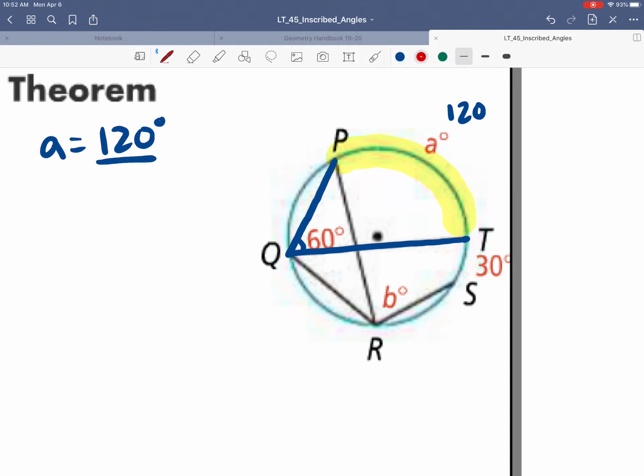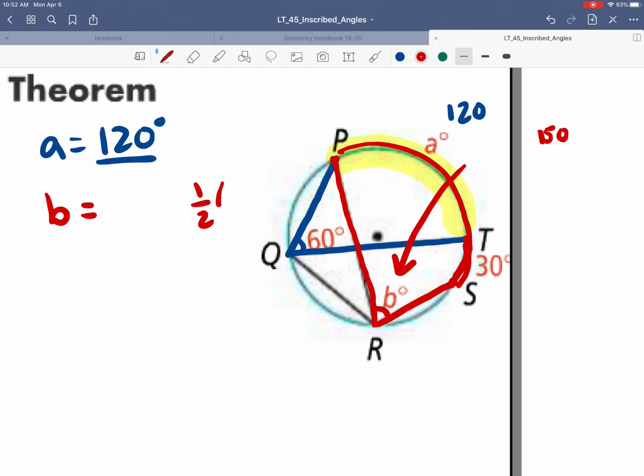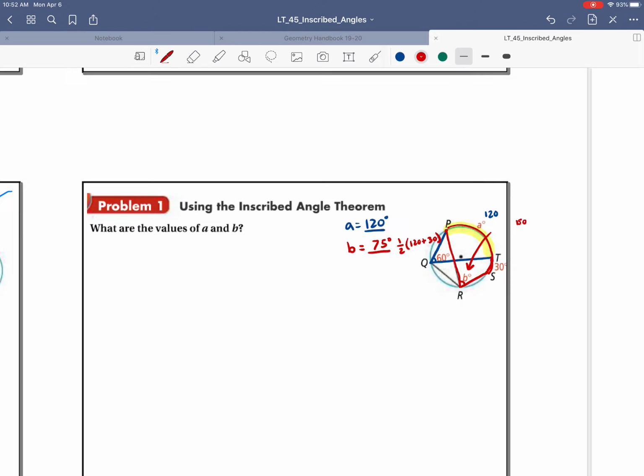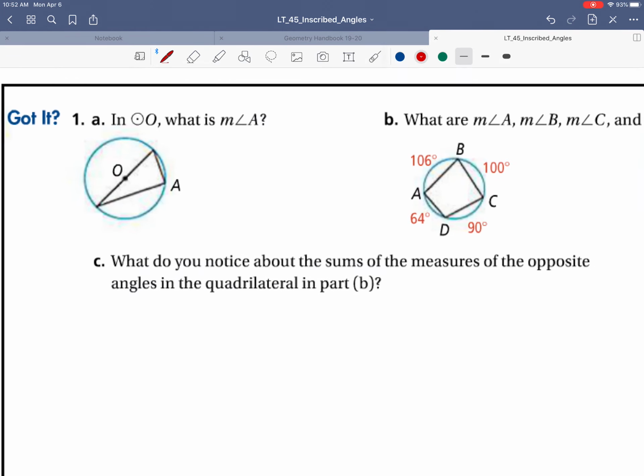Now B is down here, and B opens up to be this intercepted arc, which is 120 plus this here is 30. So we get that this whole arc, and we take half, so 150, and we take half of that to get what angle B is. So to get B, we're going to take half of the 120 plus 30. So half of 150 to get 75 degrees. That is because an inscribed angle is always half of its intercepted arc measure.